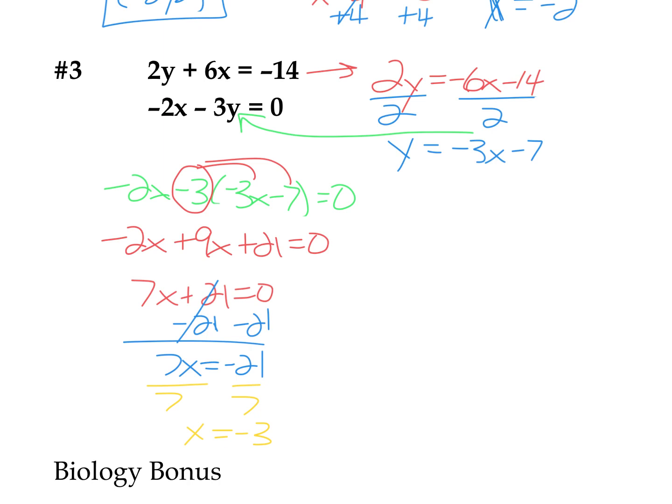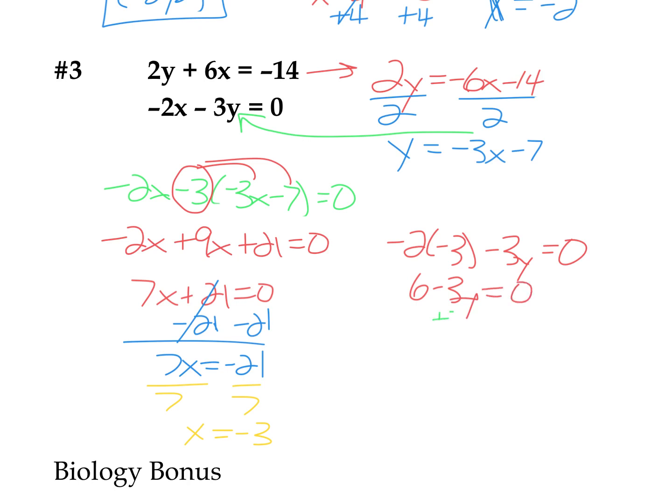So I got x equals negative 3, which then I can plug into either of the two equations. I'm going to pick the second one. It really doesn't matter a whole lot. If one of them looks a little easier to work with, then pick that one. So I get negative 2 times negative 3 minus 3y equals 0. That's going to be 6 minus 3y equals 0.